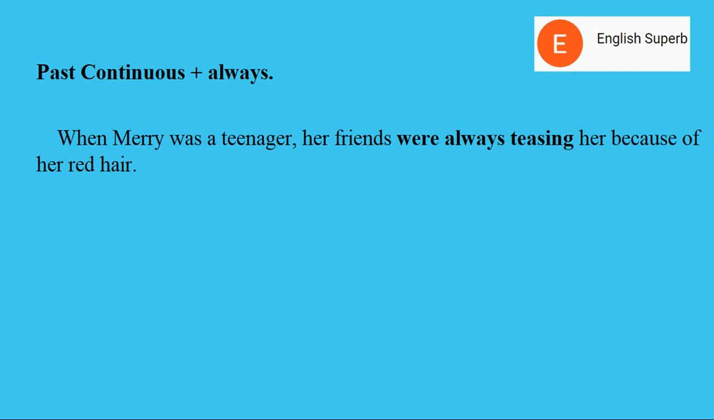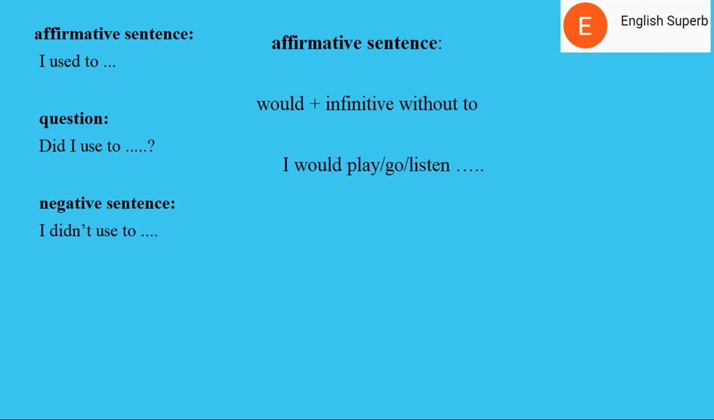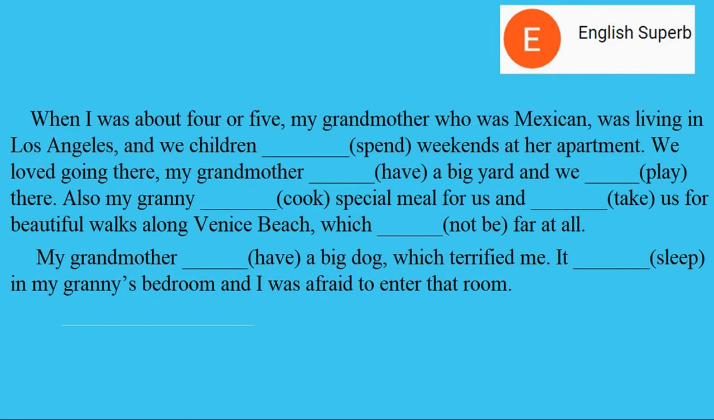So here we use always plus past continuous for things that happen repeatedly. But in this case, yes, they were irritating. So it's much more about irritating habits. Used to and would make it clear that we're talking about something that happened regularly and often convey a sense of nostalgia.